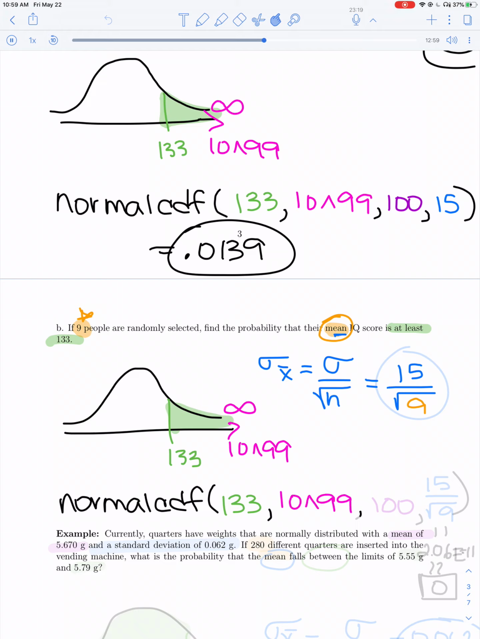Comma, just like before, we always input our mean next, which isn't going to change. It's still 100. The only thing that changes with these is our calculation for our standard deviation, which we said is 15 divided by the square root of 9. And we'll close that off and we'll see what the calculator gives us.